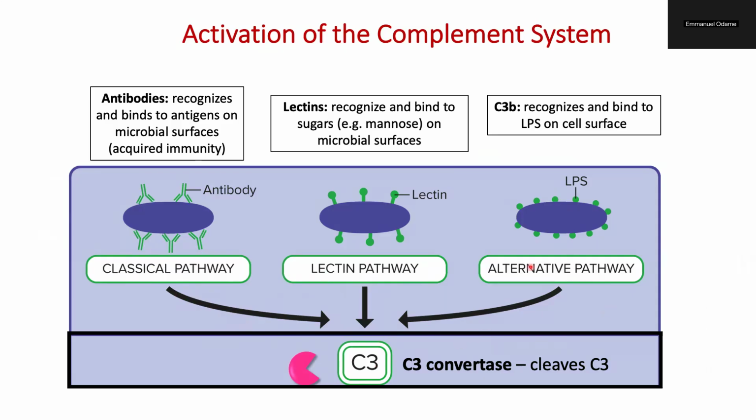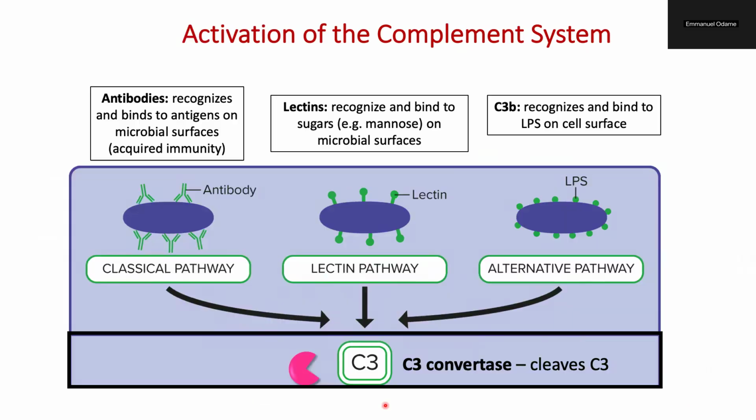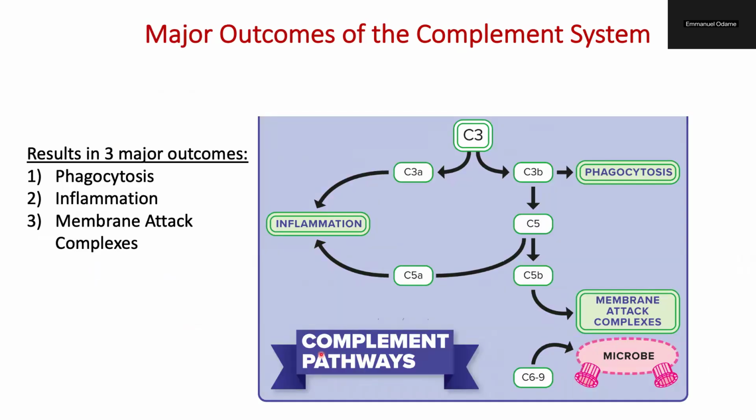And then we have the recognition of lipopolysaccharides, where C3b recognizes and binds to the LPS on the surface of the cell, leading to C3 convertase cleaving C3. So now C3 convertase has cleaved C3 and the whole pathway is activated. So it's going to result in three major outcomes: inflammation, phagocytosis, and membrane attack complexes.